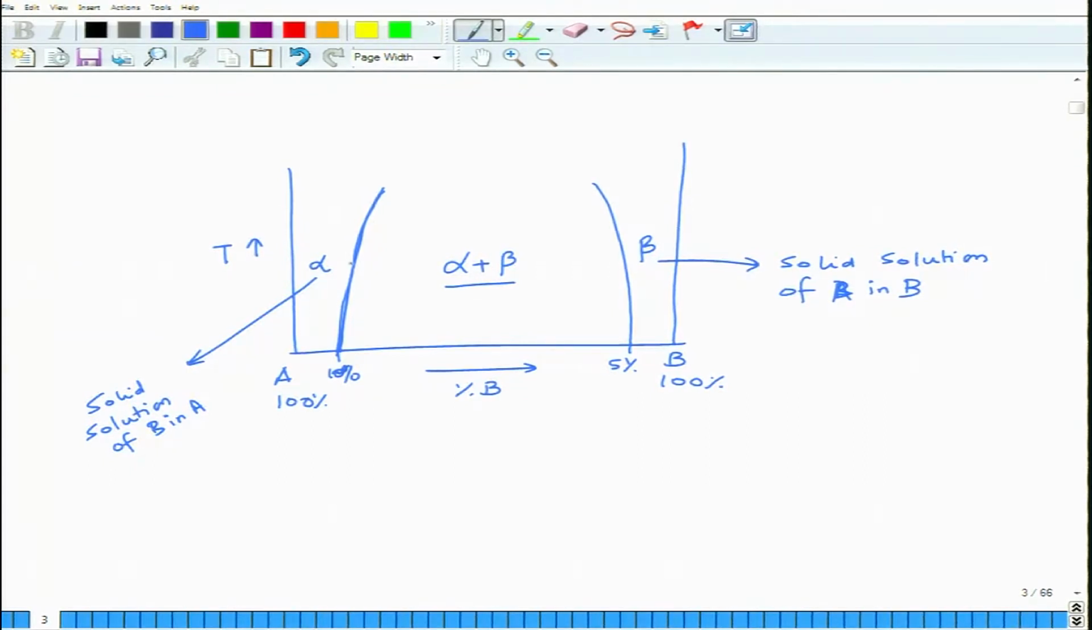If you add any more B to A, up to this point at a fixed temperature, let us say this is room temperature, if you keep adding B to A, it will remain in the structure of A up to this point. Beyond this point it will form beta phase. As soon as you cross this point, it will start converting into alpha plus beta, and this alpha plus beta will continue to remain in existence until you reach this point. Proportion of alpha and beta will change, which will be determined by lever rule.